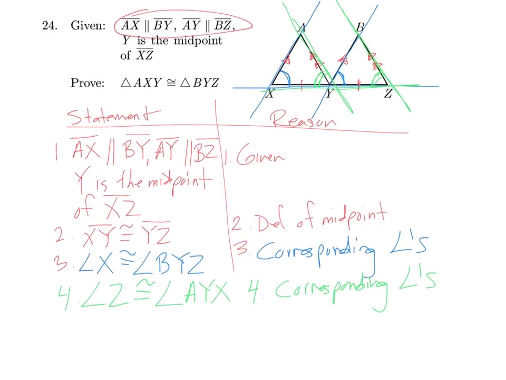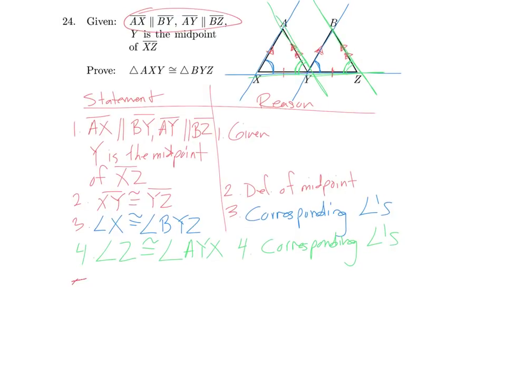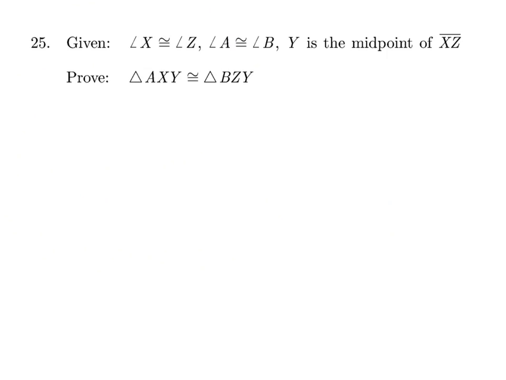Now I know the triangles are congruent by what shortcut? Angle, side, angle. Done. All right, 25.